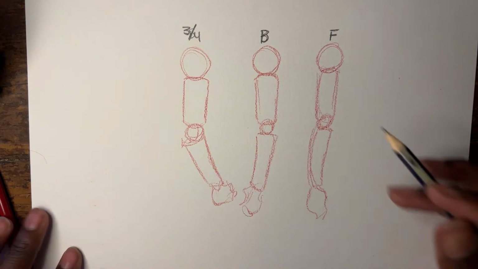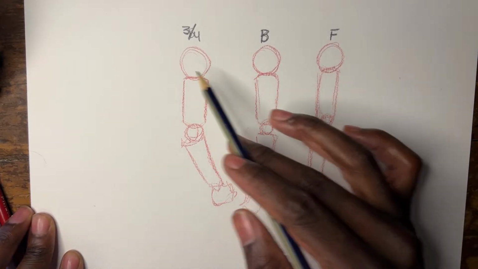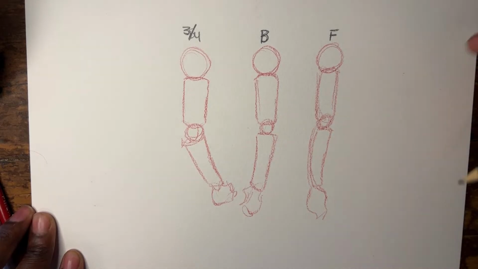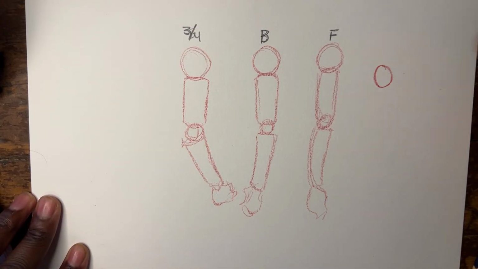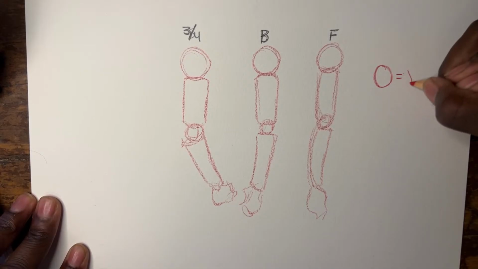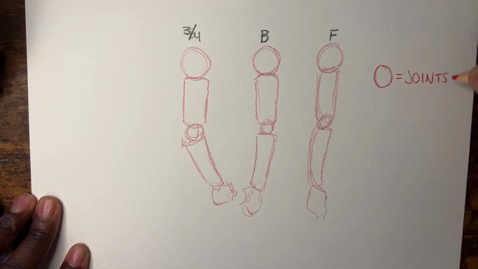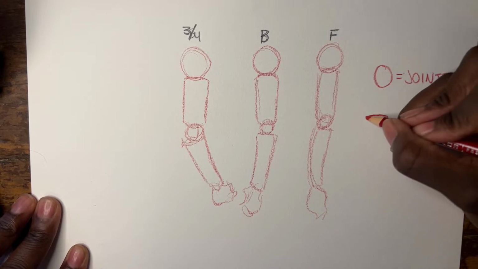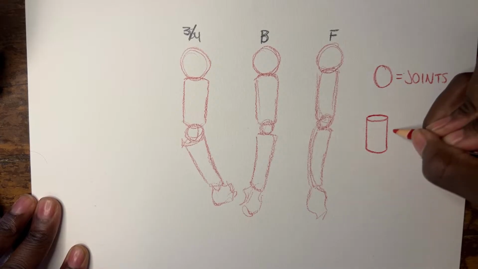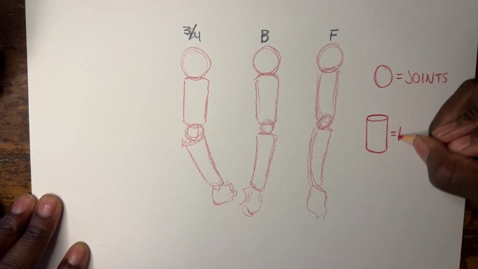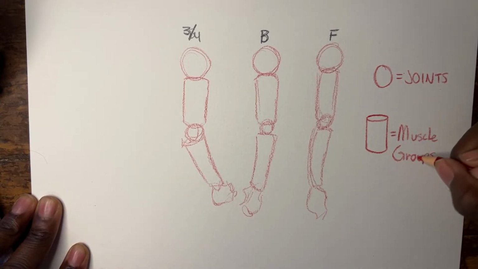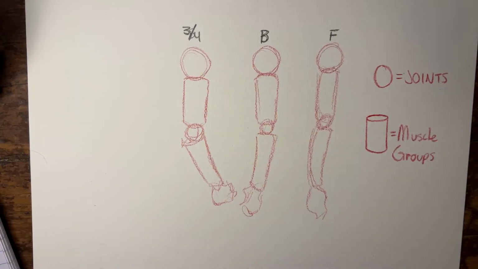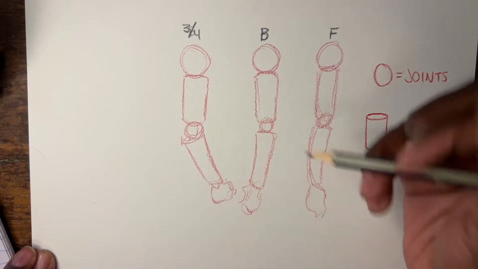And as you can see, we're still using these two basic shapes. It is still made out of circles, right? Circles equal joints, and cylinders equal muscle groups. All right. So let me show you how to put that into practice.